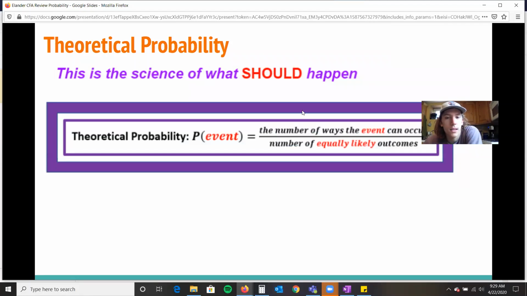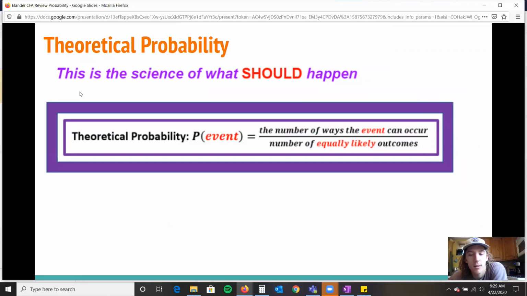Excellent. So this is the science of what should happen, right? This is now theoretical probability. And we talked about that first last time, I think. So if we have the theoretical probability of an event, again, we could write it the same way, P parentheses and then the event. The number of ways the event can occur goes on the top, and the number of equally likely outcomes goes on the bottom.